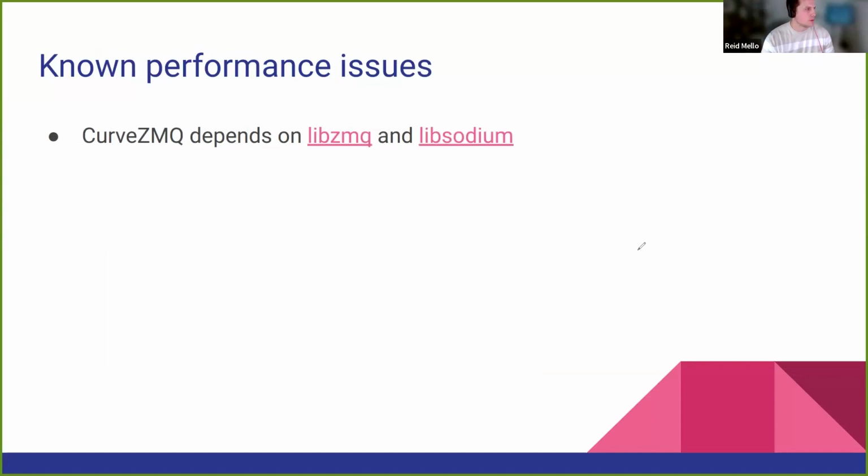Well, actually, it's this slide right here. There are some known performance issues depending on how you install the dependencies. At a high level, CurveZMQ depends on libzmq and libsodium. These are the main underlying libraries that it depends on.